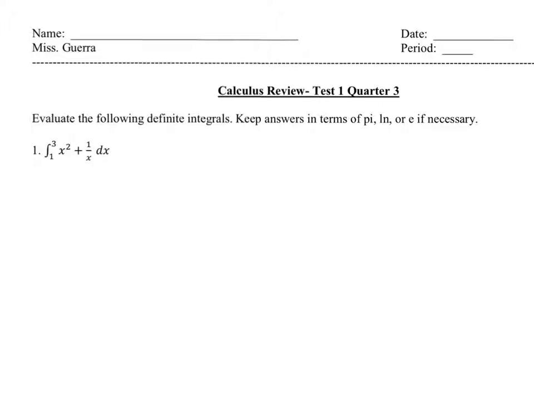Okay, so for the first definite integral, what I'm going to do is integrate it. Well, I know that this piece right here, I can make x cubed over 3. And this piece right here is ln. The reason why that is ln is because you have a pattern of u prime over u. When you have a pattern of u prime over u, it equals ln of u.